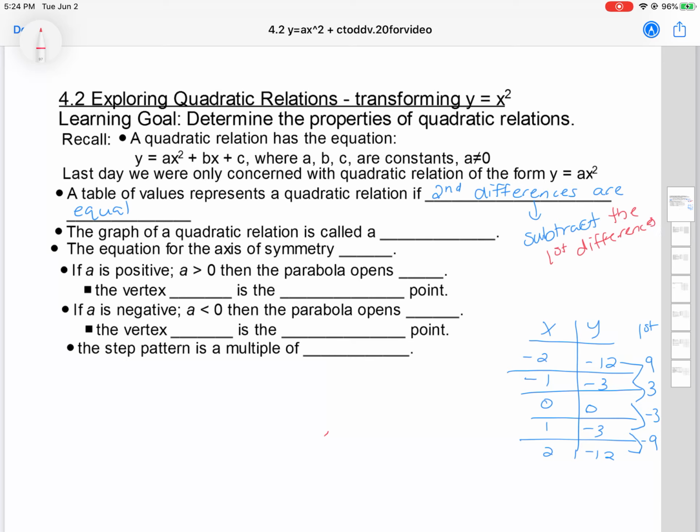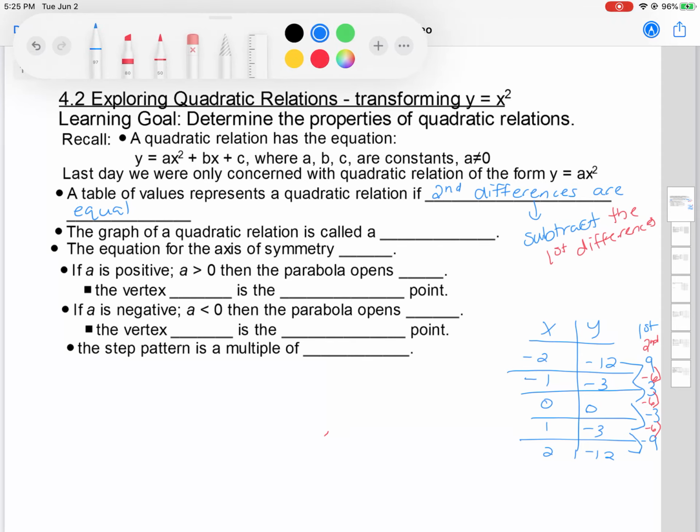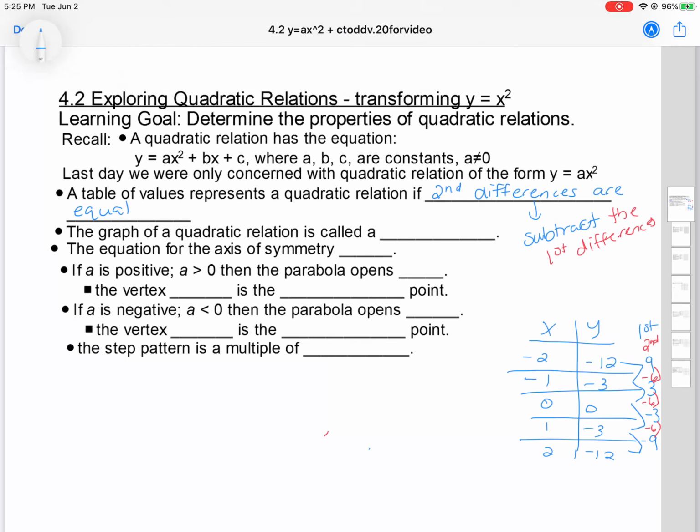It doesn't really matter, but most grade 9 teachers start at the bottom, so do the same thing. Negative 9 minus negative 3 is negative 6. Negative 3 minus 3, negative 6. 3 minus 9 is negative 6. If you go the other way, then you would get positive 6. That's no big deal. So to find the second differences, you just subtract the first differences. If you're given a table of values and the second differences are equal, that will prove that a relation is quadratic.